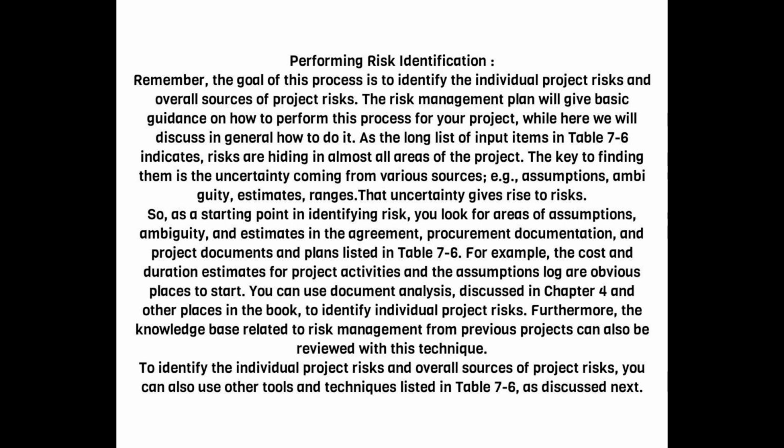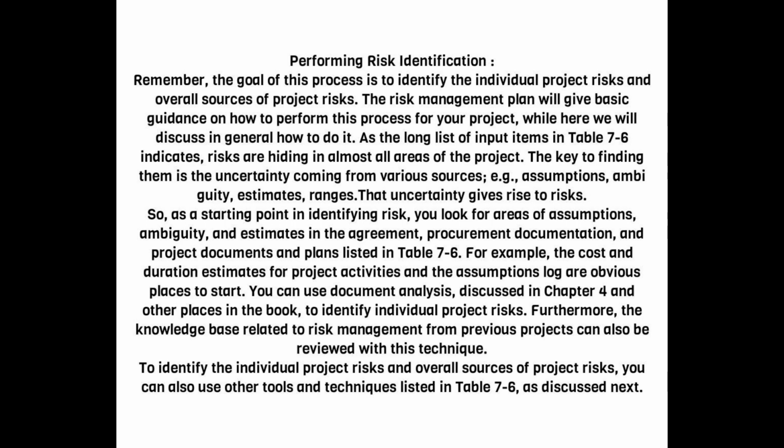As the long list of input items in Table 7.6 indicates, risks are hiding in almost all areas of the project. The key to finding them is the uncertainty coming from various sources, example assumptions, ambiguity, estimates, ranges. That uncertainty gives rise to risks. So, as a starting point in identifying risk, you look for areas of assumptions, ambiguity, and estimates in the agreement, procurement documentation, and project documents and plans listed in Table 7.6.